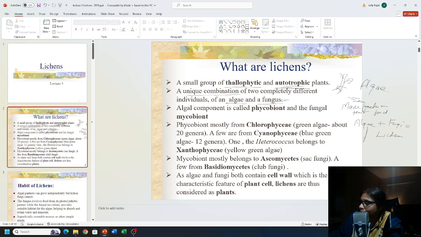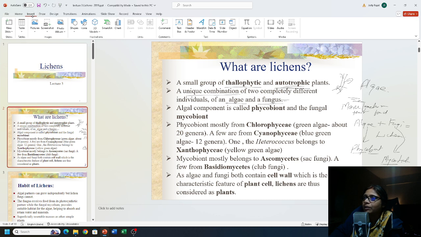Now this algal part you call the phycobiont. Phyco means light, biont means they can synthesize food. They can manufacture food with the help of light. So that's why they call them phycobionts. And fungi can't manufacture their food, so you call them the mycobiont. The myco word comes from mycology, because all the fungi we study in that term. So it is a combination of phycobiont and mycobiont.